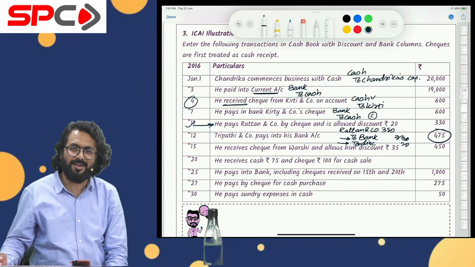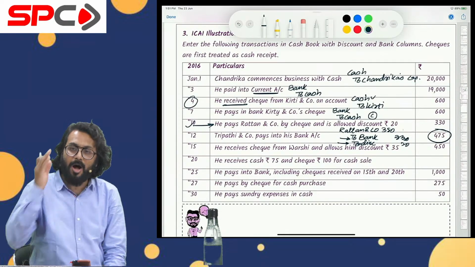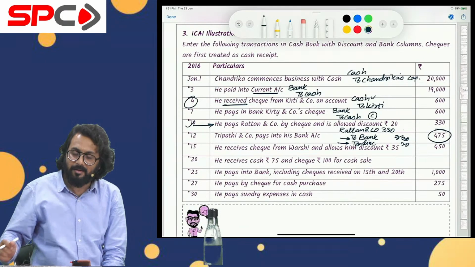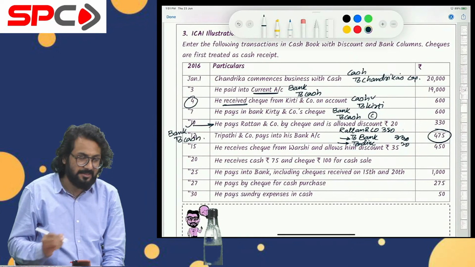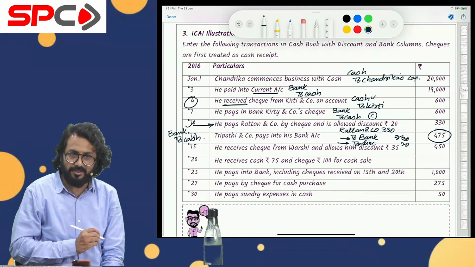Cash. So this is a contra entry. Use common sense. In the bank, what are you going to pay? Cash. So can I not say my entry is bank to cash? Say yes. Yes. Everyone agrees with this?